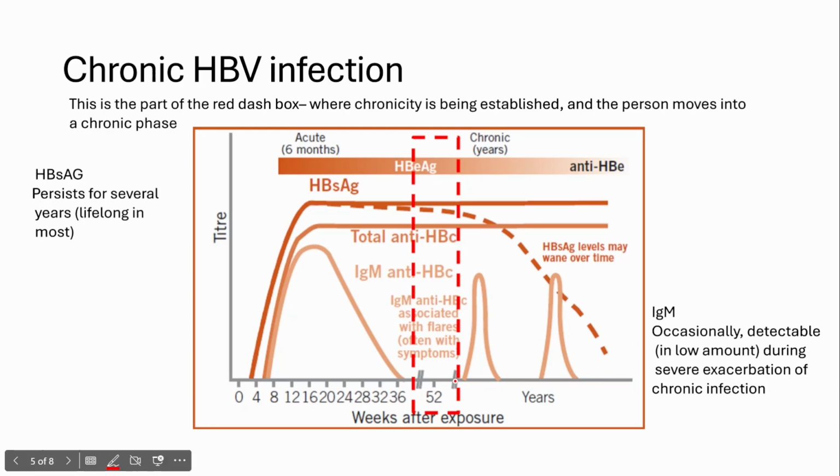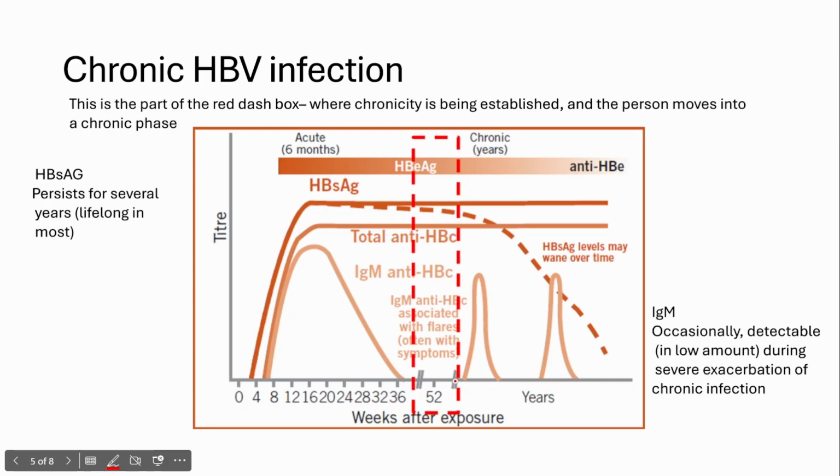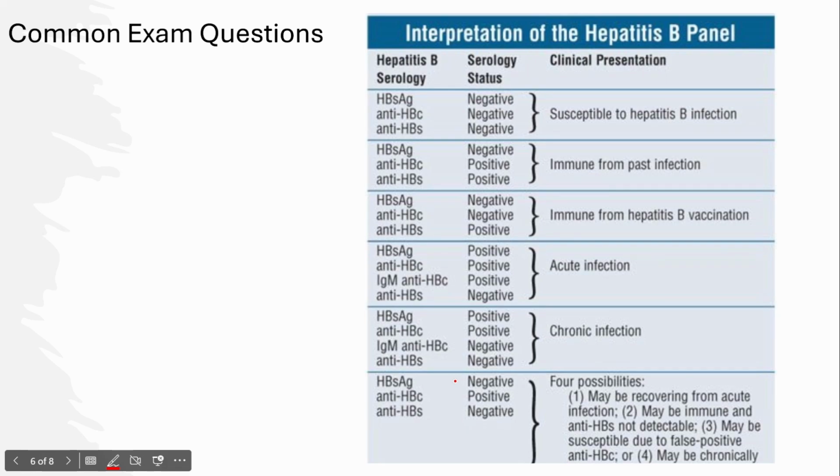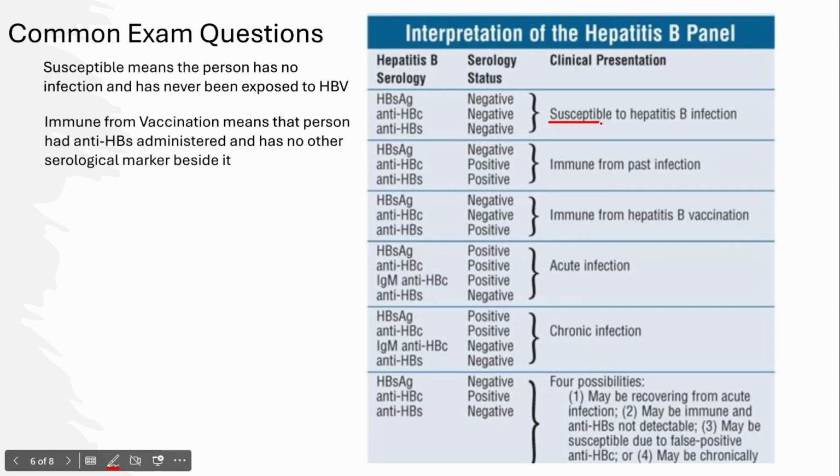So this is the chronic infection, you never develop immunity in it, whereas in the acute infection you develop immunity. So let's look at some common exam questions that can appear. First of all, if a person has no serological marker, they're negative for everything, it means that the person is susceptible, and that they have never been exposed to the hepatitis B virus. The second thing is, if only anti-hepatitis B surface antibodies are positive, it means that the person is only vaccinated.